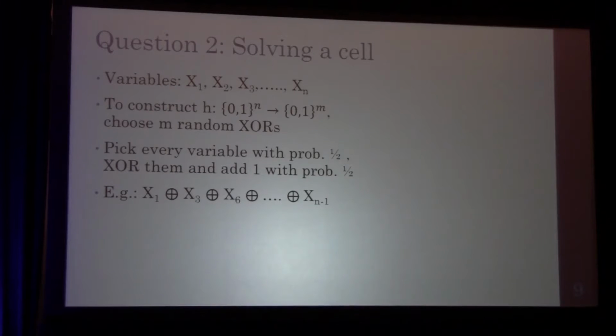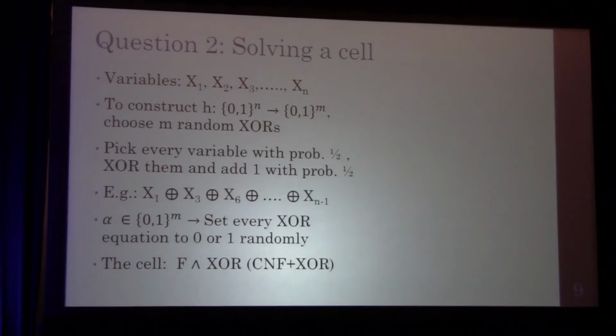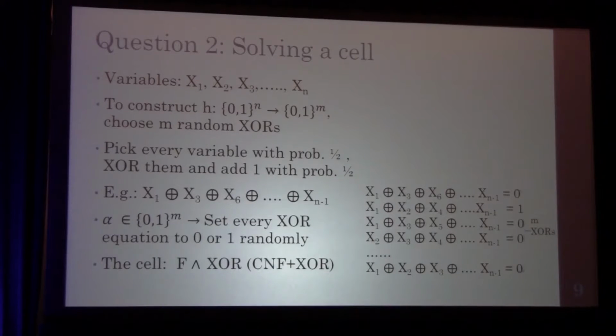Second question, how are we going to solve the compute solutions in one cell? To do this, just to recap how we construct these hash functions, we have a set of variables x1 to xn. We are constructing a hash function by putting m random XORs. Every XOR we construct by picking a variable with probability half. This very seemingly simple construction actually works. And then what we get is, once we have this set of m random XORs conjuncted with the original formula, that is exactly the cell we are interested in.